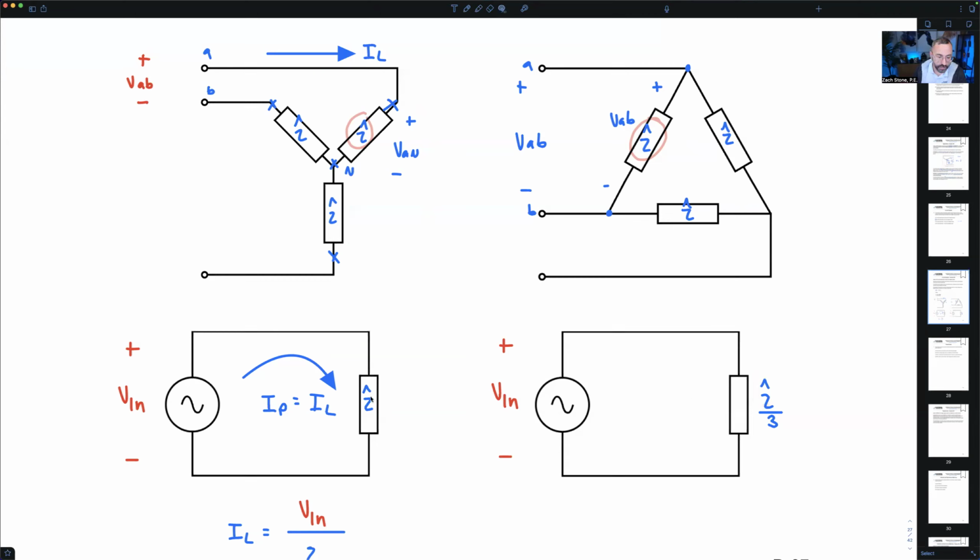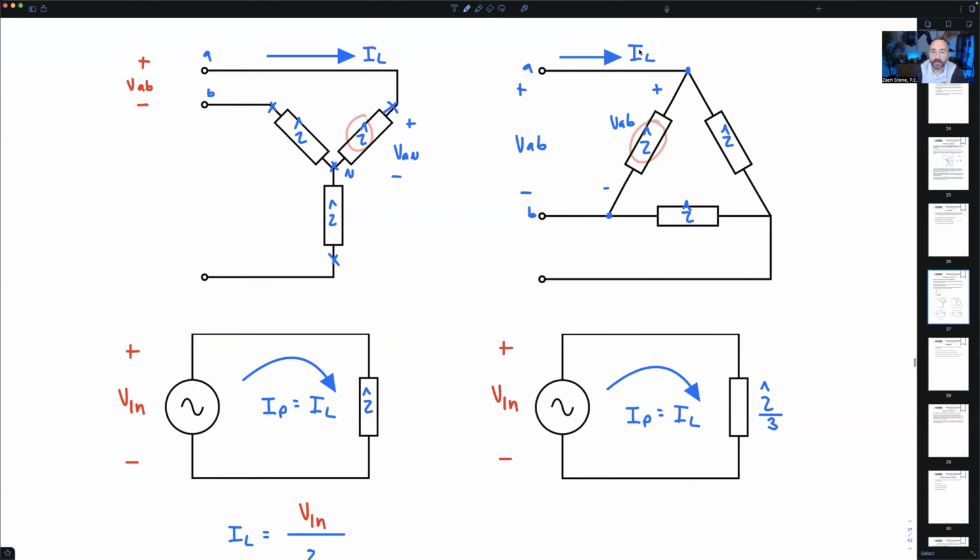So the only thing that changes in my single phase equivalent circuit for this delta connected load is I have to divide the impedance by 3. Now, the phase current in the single phase equivalent circuit is going to equal the line current drawn by my delta connected load. That's the whole point of a single phase equivalent circuit. That's what I like to refer to as the magic.